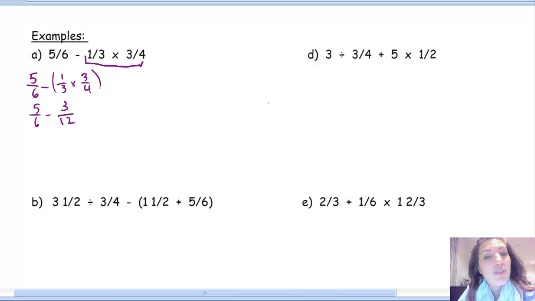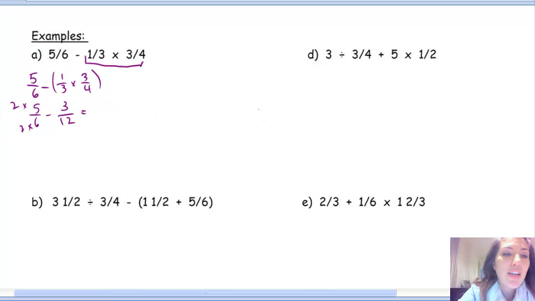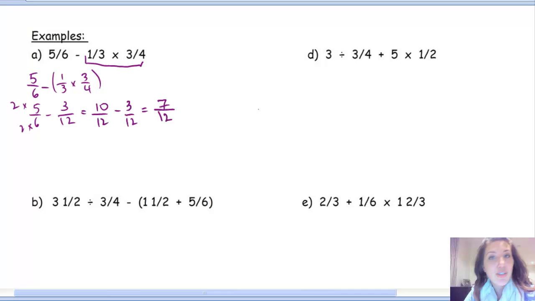Now that we're into our subtraction section, we need to remember that we have to make sure the denominators are the same. So 6 times 2 equals 12, and if we multiply 6 at the bottom times 2, then we need to multiply 5, the numerator, by 2 as well. So we can rewrite this as 10 over 12 minus 3 over 12. 10 minus 3 is 7 over 12. Can we reduce this any further? No, we cannot, so this is our answer.